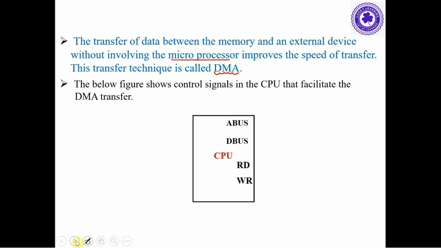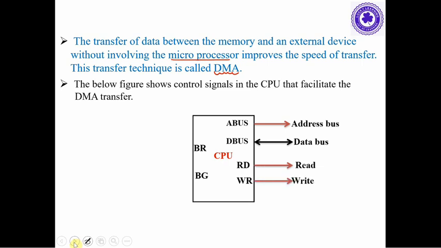Now here you understand, the CPU has an address bus, a data bus, read and write control signals, and BR and BG. The A bus is called the address bus, and the D bus is called the data bus, which is bidirectional. Read and write control signals are sent from the CPU to IO devices or memory units. It also has BR, called bus request, and BG, called bus grant, which are to be sent to a DMA controller.